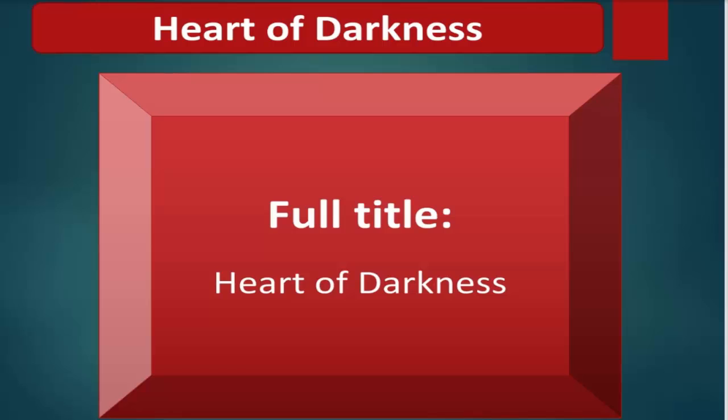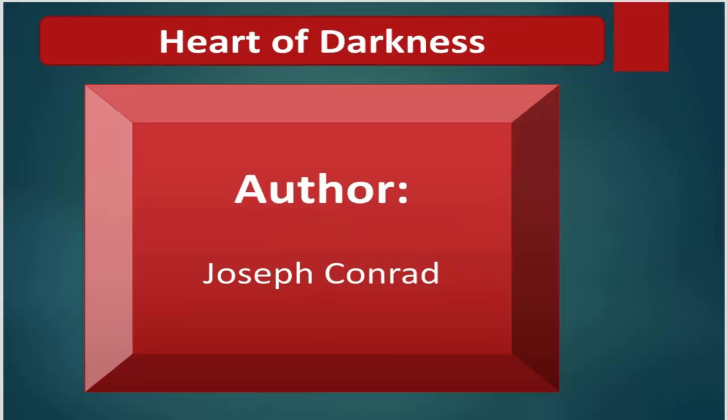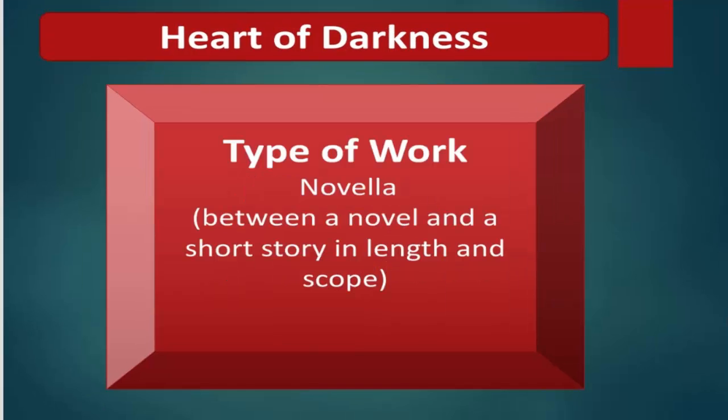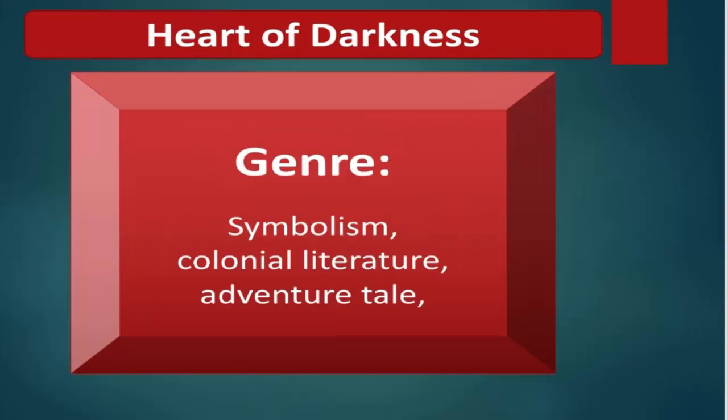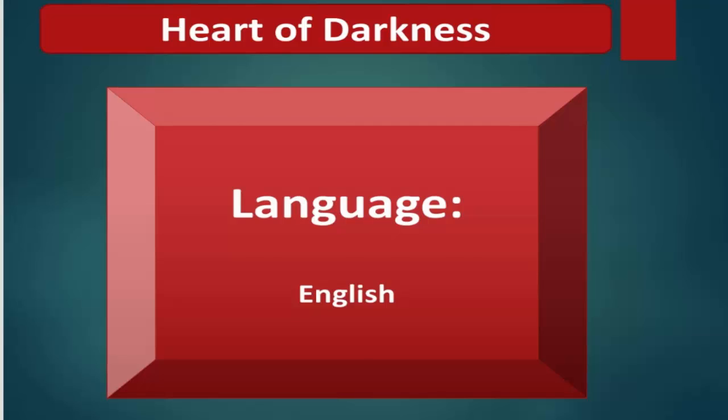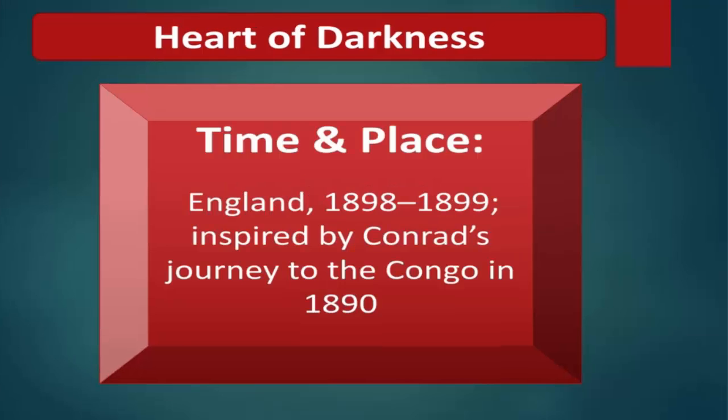The full title of the novel is Heart of Darkness, author Joseph Conrad, type of work: novella. So remember that it is between a novel and a short story in length and scope. So a novella is shorter than a novel in length and scope both. Genre: symbolism, colonial literature, and adventure tale. Language: English. Time and place: written in England in 1898 or 1899, inspired by Conrad's journey to the Congo in 1890.